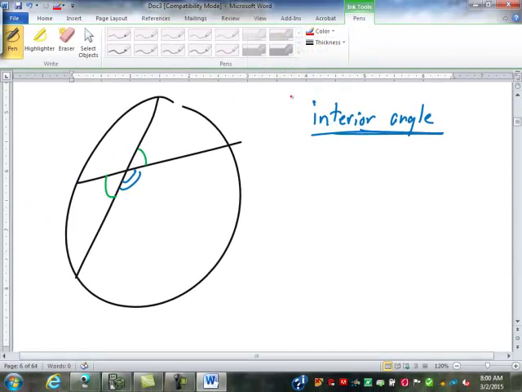Most of the angles we've been talking about so far are interior angles. An inscribed angle is an interior angle, and a central angle is an interior angle. But this is just a generic interior angle. To find the size of that angle, we have to use both arcs.